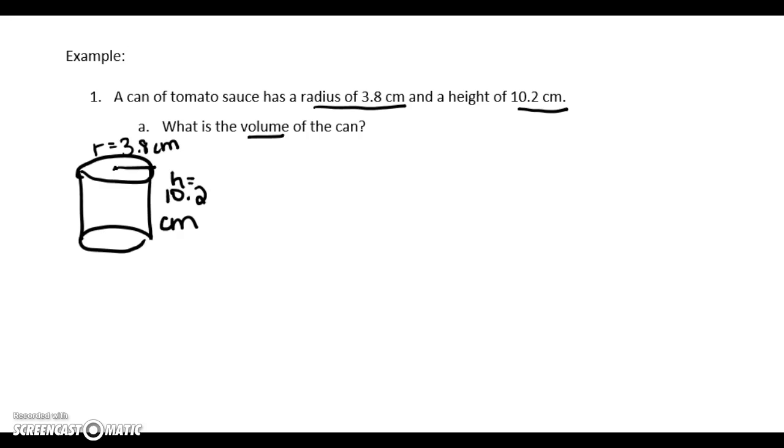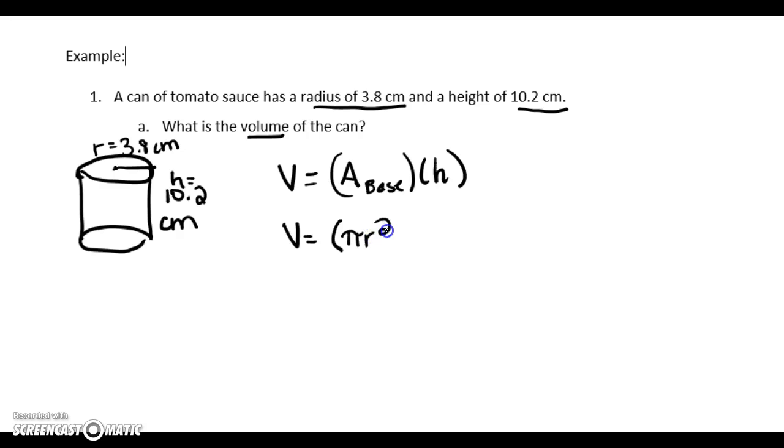Now that we might have a little bit clearer idea of what's going on, now we can actually go into solving for the volume of the can. So start off by writing your formula. So your volume is equal to the area of your base times the height. Now in this case, we're working with a cylinder, which means that our area of our base is going to be a circle. So we're going to replace the area of your base with the formula for the area of a circle, which in that case is pi r squared. Then we're going to multiply that with your height.